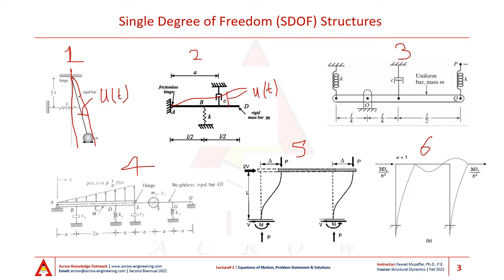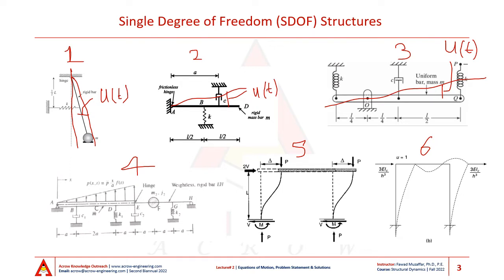Again, in figure 3, there is a rigid bar, but this rigid bar has a uniform mass m throughout its length. The rigid bar is connected to the hinge at O, and all I need to know again is the position of one of the points on the rigid bar as a function of time t to completely describe the deformed configuration of this bar also.